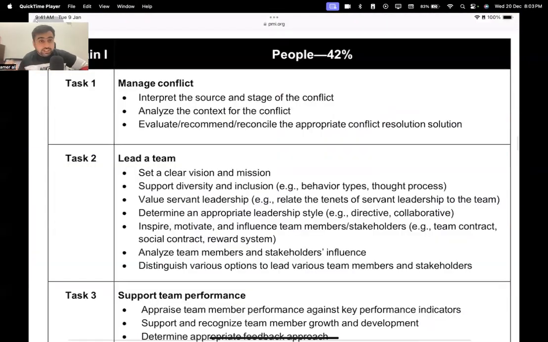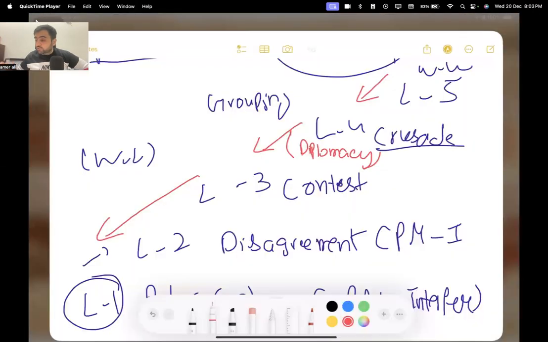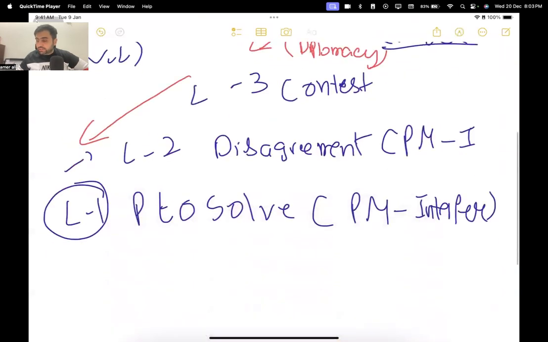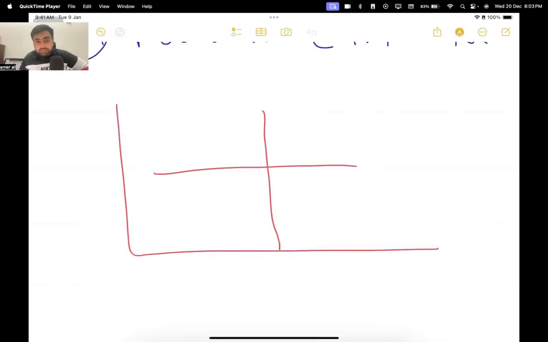The question says interpret the source and stage of the conflict. Then again, we have also covered level 2, analyze the context of the conflict, like why it happened, what was the reason, things like that. Very important. Level 3, evaluate, recommend, reconcile, appropriate conflict resolution. Now here, once we have identified the level, we know that not all conflicts you need to immediately handle. We need to look at these conflict management strategies.